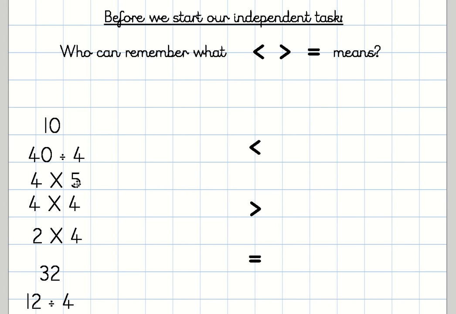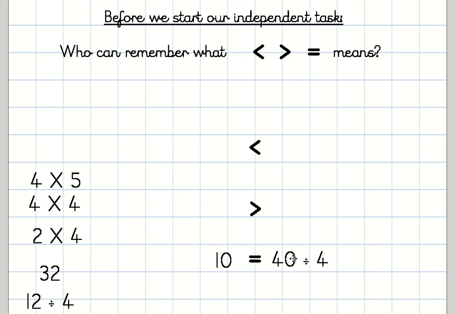So 4 times 5 is 20. There are no 20s there. 12 divided by 4 is 3. There are no 3s there. How about these? 40 divided by 4. How many 4s are there in 40 is 10. So those are the only ones that are equal. And remember, we could put them either way round.